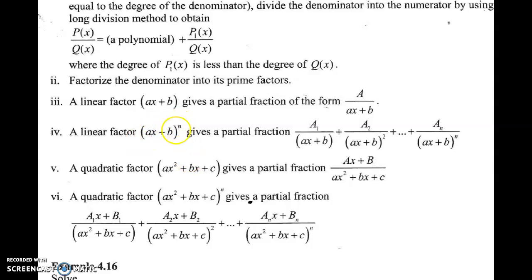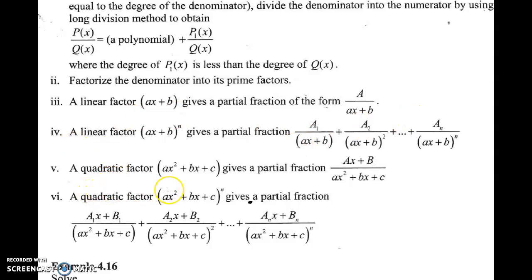Right, outside the bracket like this. Okay, so if you have a linear factor with an exponent of n, the way to split and make a partial fraction is by doing it like this. We can have A plus B plus C. It depends. Let's say (ax + b) to the power of 3, then we start with A over (ax + b), plus B over (ax + b) squared, plus C over (ax + b) to the power of 3. That is how you write the partial fraction.